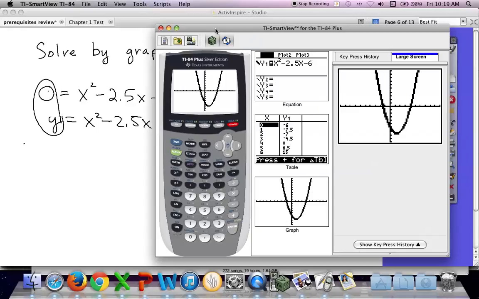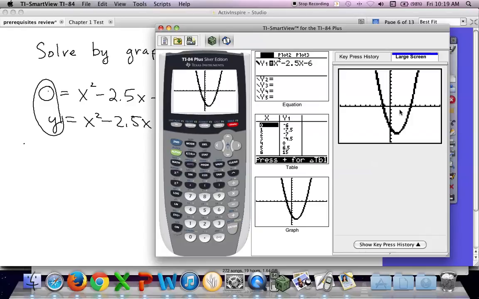3? 2. Remember, the y-intercept is not a solution, right? The solutions are here and here. Okay, it's a very common mistake to give me the y-intercept in addition, but we don't want that. We just need these 2 points.